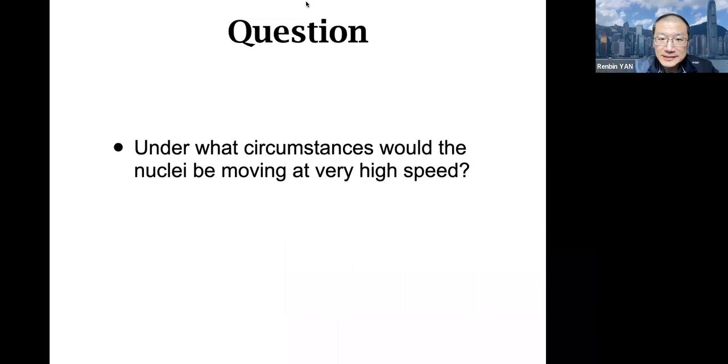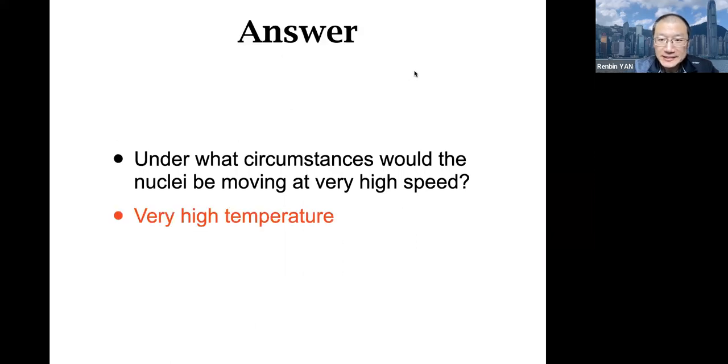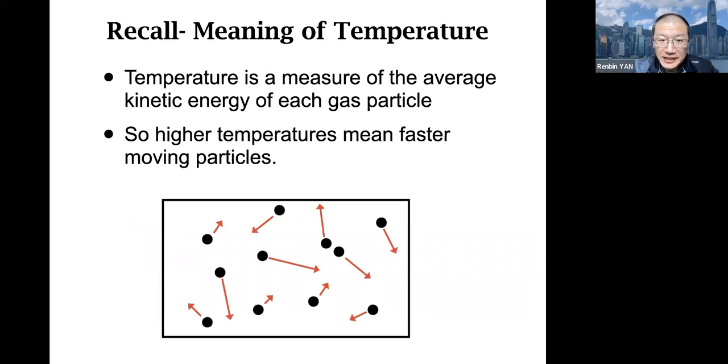Any reactions? Gravity? Temperature? Yes, temperature. High temperature is what is needed for the nuclei to be moving at a very high speed, because temperature is a measure of the average kinetic energy of each gas particle.